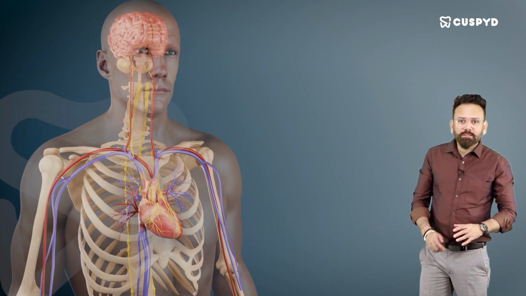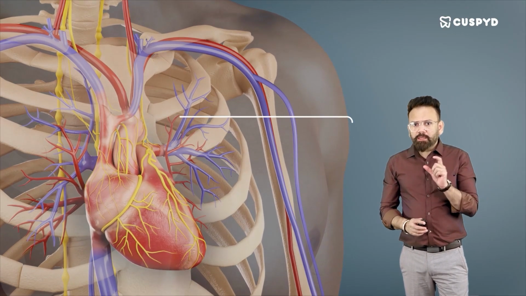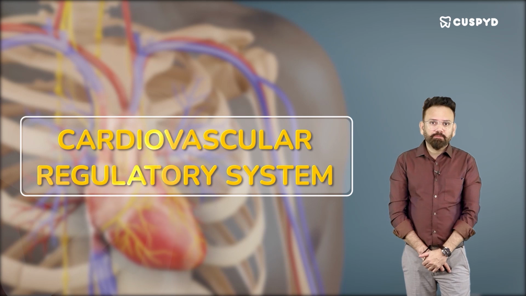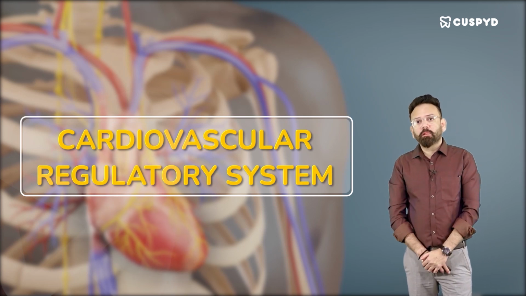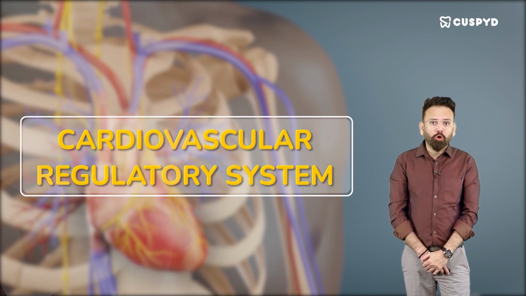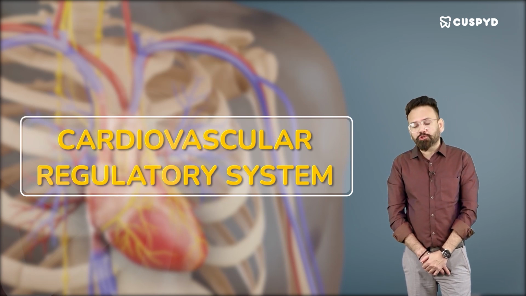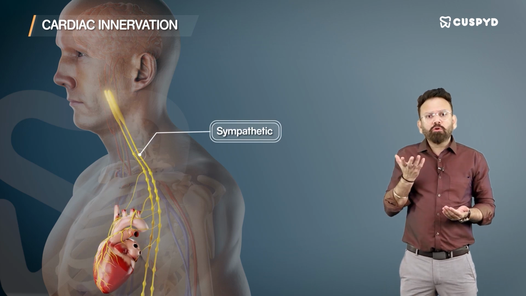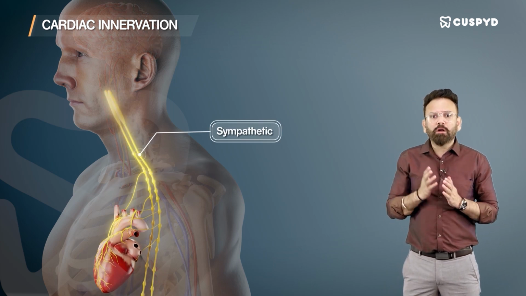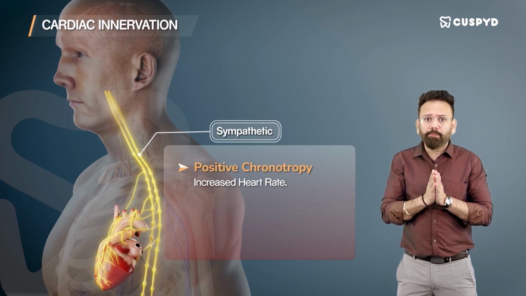So welcome back, doctors. Today the topic is cardiovascular regulatory system, the local as well as systemic. This will cover a lot of competencies, and a lot of MCQs as well as long questions and short questions are coming on this topic. So if there is sympathetic stimulation, heart rate will be more, and when heart rate is more, it is called positive chronotropy.